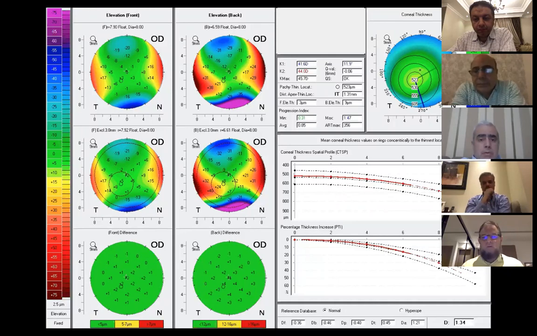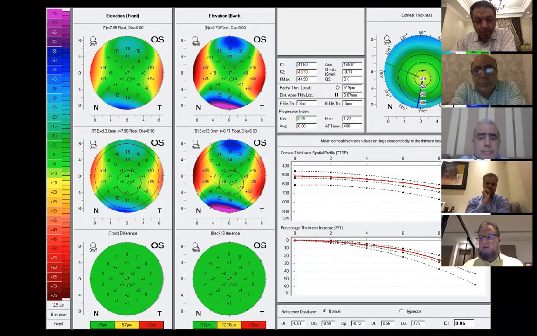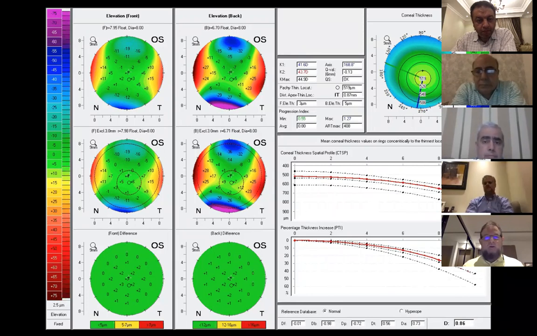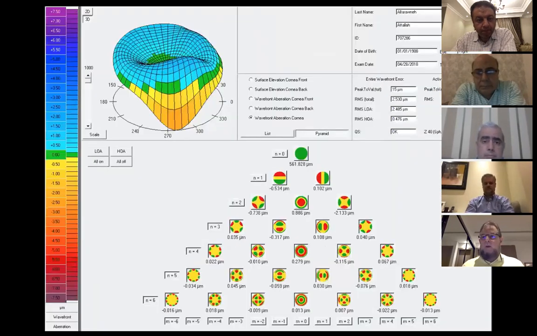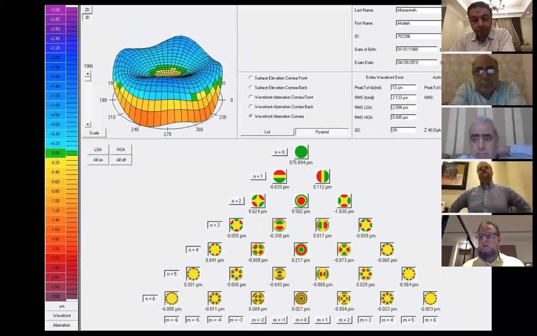Of course, this is BAD. It is green, which means that the elevation maps are very normal, because the BAD depends on the elevation maps. It doesn't take into consideration the corneal thickness or the curvature map. So BAD is normal. Wavefront, as you see for this patient, shows higher order aberrations. The RMS of the total high order aberrations is 0.47, and for the left eye it is 0.4.